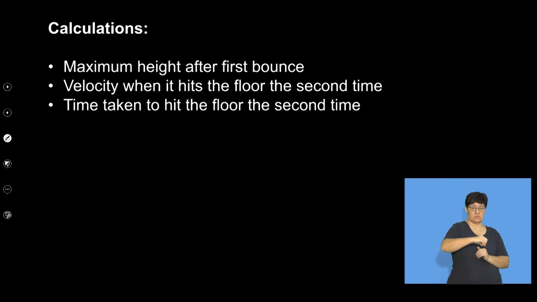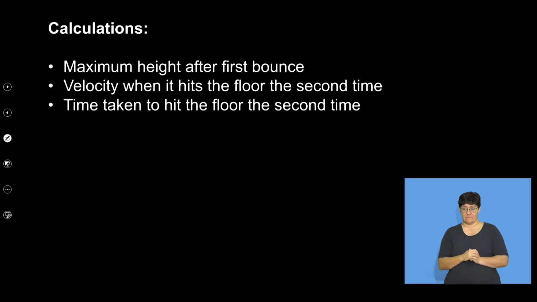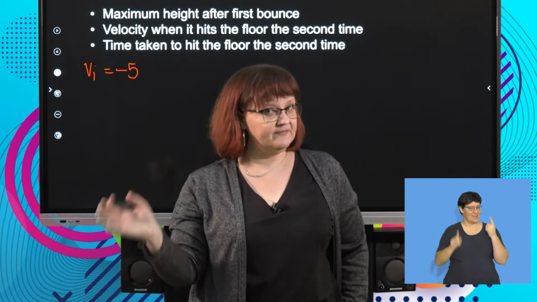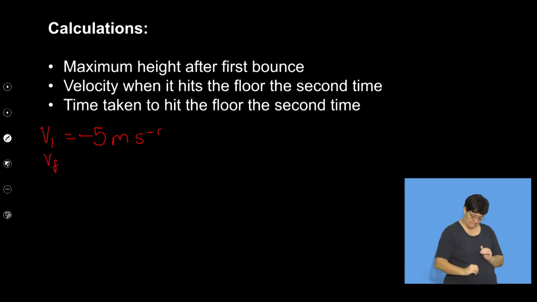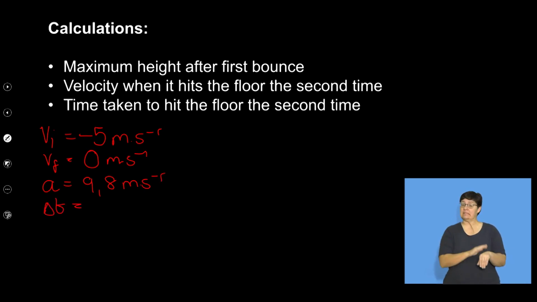They told you, if we go right back to the original one, it rebounds at 5. So the initial velocity now is minus 5. Why am I saying minus? Because I took down as positive, okay? I can't change it because I'm trying to find something else. So now this is minus 5. It gets to its maximum height, which is Vf, which will be 0. I know my acceleration is 9.8. I don't know the time it takes to get to that height, but I want delta y.